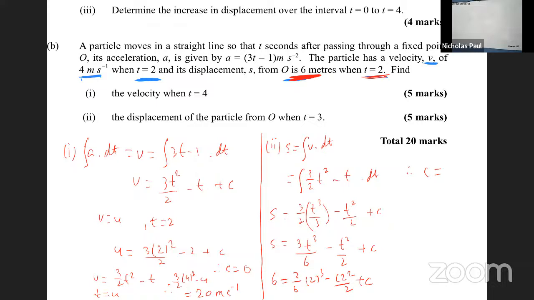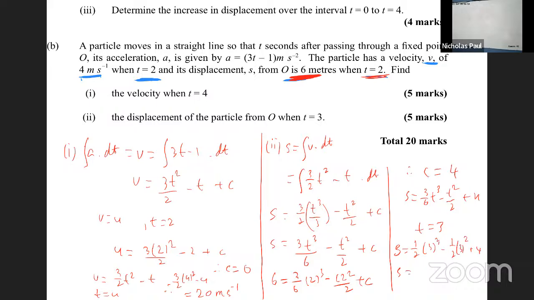Anybody got 4 online? Half of 8 is 4. All right, so c is 4. So s is equal to 3 on 6 t cubed minus t squared on 2 plus c, so that's plus 4. And the question wants when t is 3. So the last part is s is equal to 1/2 by 3 cubed minus 1/2 by 3 squared plus 4.